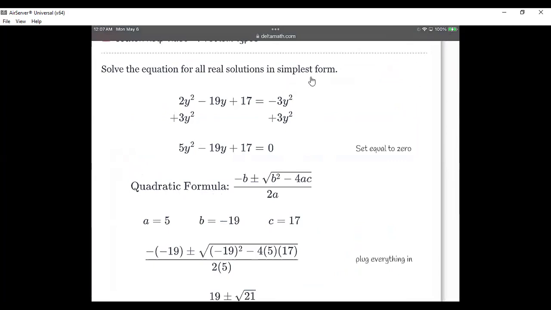When they say simplest form and it's an irrational number, that means that they don't want a decimal. That means you got to leave that square root part, because that square root part is the part that makes it irrational. So that's what you're going to leave. You're going to leave that as a square root, and that's it. That's the only thing that you're going to be doing different. All right, so let me stop this.